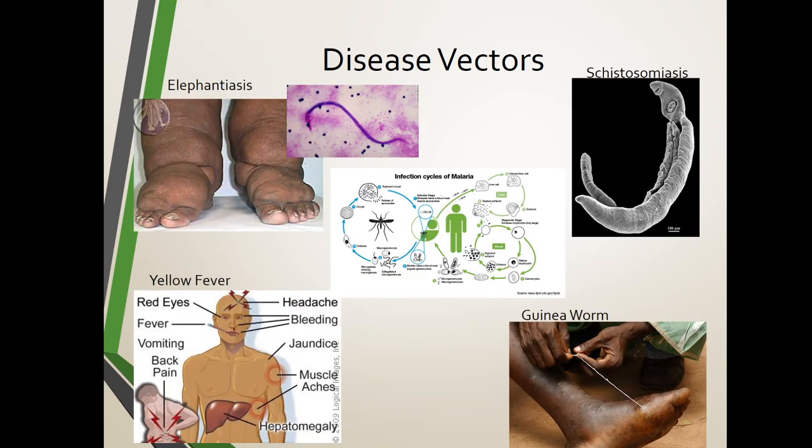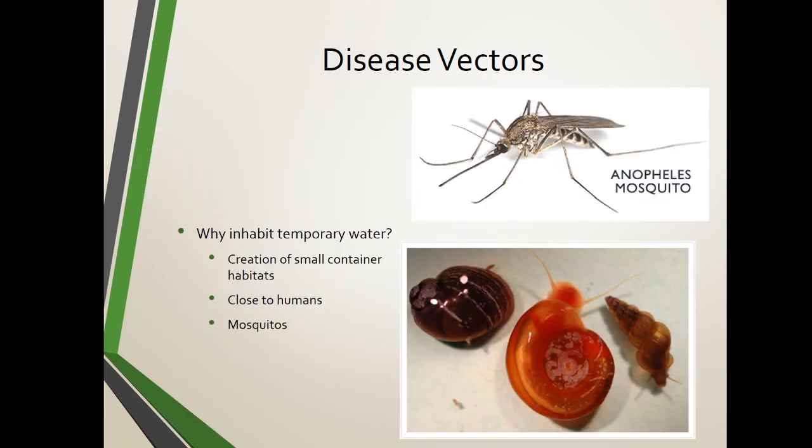But a lot of people are really concerned about temporary wetlands because there's a lot of disease vectors that we find in them. So these are huge insect ponds, right? Insect ponds are really driving a lot of the diseases. And the question is, why would a mosquito want to inhabit temporary water? Well, they're extremely abundant systems, right? They're oftentimes close to humans and close to their food sources.